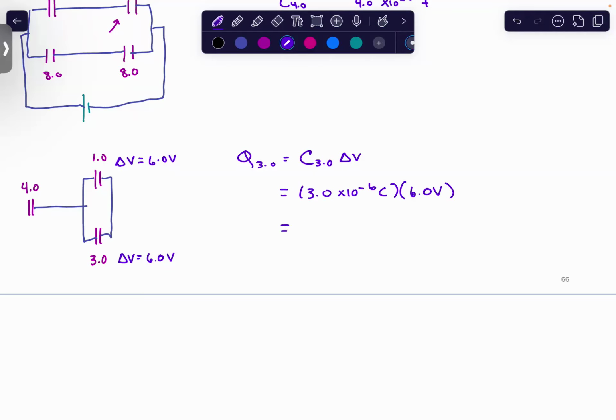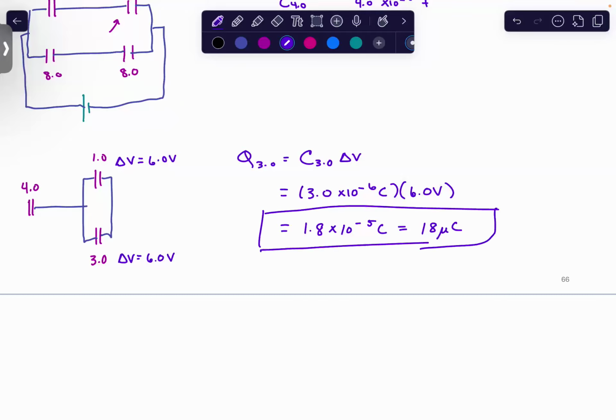So this will give us 1.8, or 18 microcoulombs. Again, if you just want to leave it in coulombs, that's fine. So these are your two methods. You can use Kirchhoff's rules or you can do these.